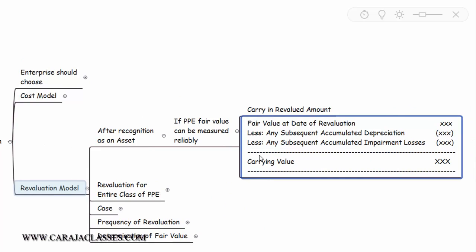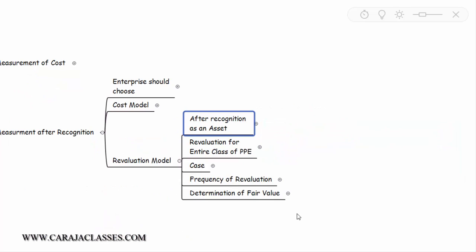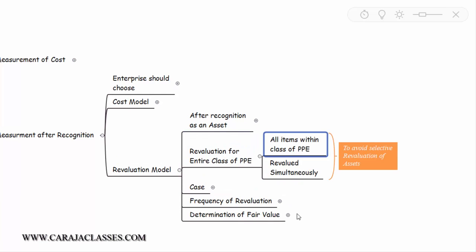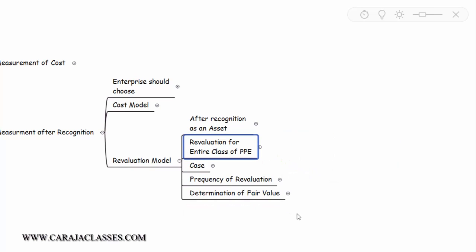Look at this. The fair value at the date of revaluation will be arrived at, and that will be reduced by any subsequent accumulated depreciation. It will also be reduced by any subsequent accumulated impairment losses, and then we'll have the carrying value. So this is about revaluation, and when we do revaluation, it should be done for the entire class of PPE. Revaluation should be done for the entire class of PPE. That is, all items within the class of PPE should be revalued simultaneously. And why is it being done? It is basically to avoid selective revaluation of assets.